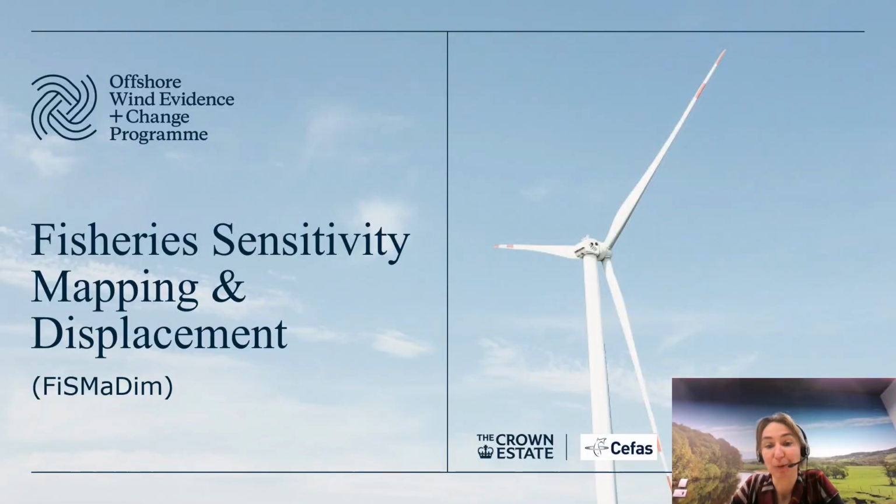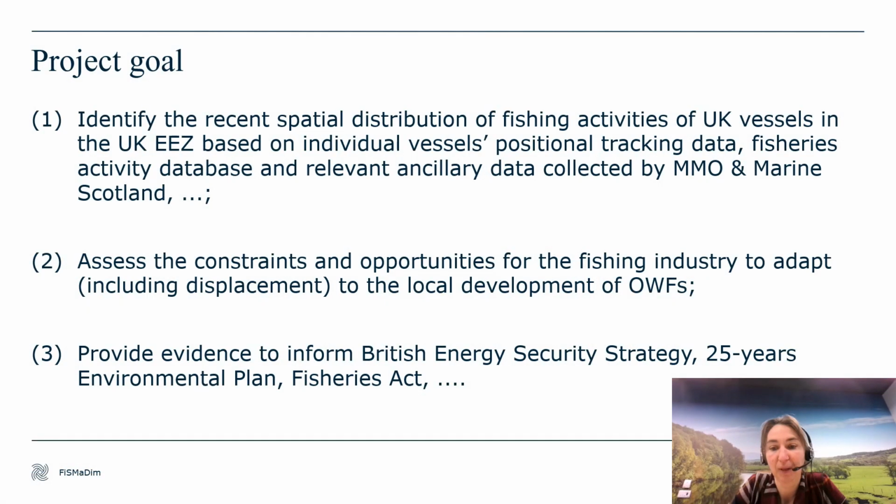I will present to you the project Fisheries Sensitivity Mapping and Displacement, a research project funded by the Crown Estate under the Offshore Wind Evidence and Change Programme. The goal of the project is to identify fishing locations. So who's fishing where? How can they be displaced? Can they be displaced? Where are conflicts? Where are non-conflicts or low conflicts?